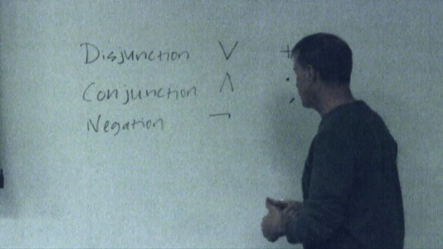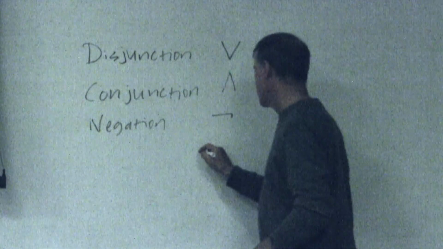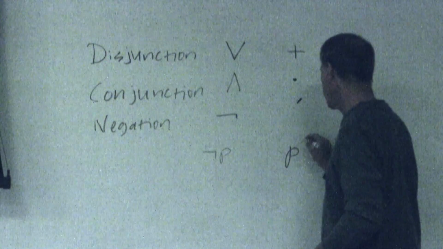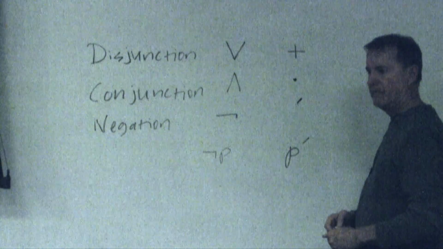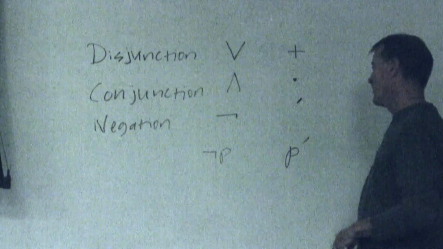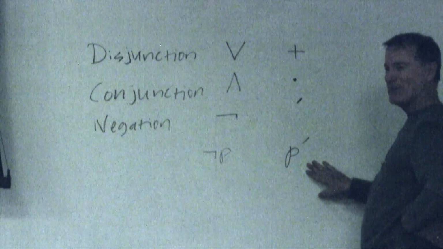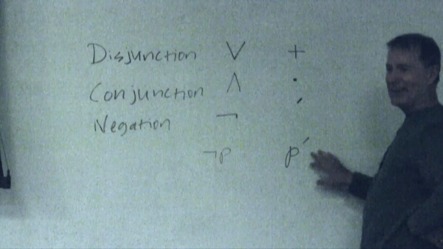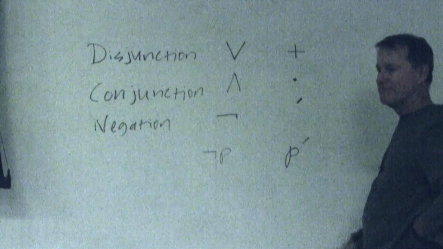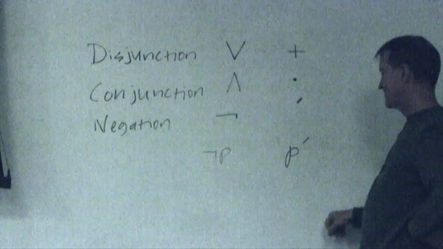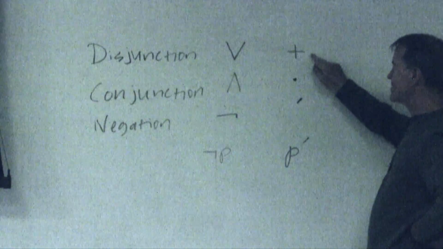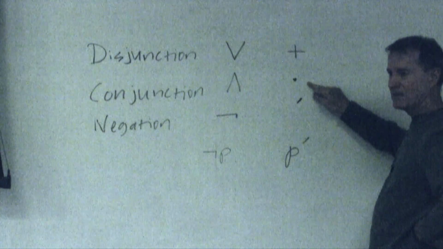So look, the way we did not here, if we said not P like this, how do we say it here? We'd say P prime. We're going to say P prime. Not P? Well, not P, that would be double negation. Either way. I have a tendency to say P prime, but either way is fine here. But let's make sure that when we see this, we say OR, and when we see this, we say AND.